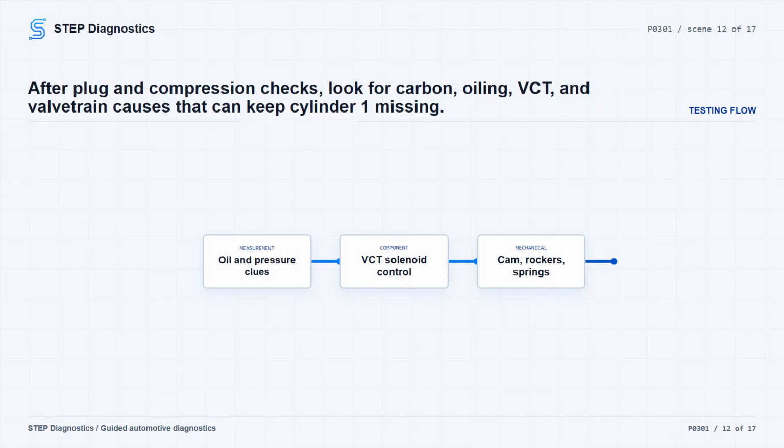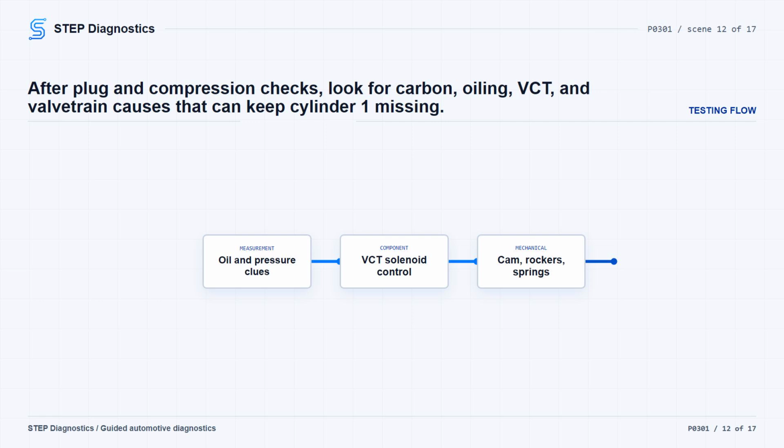Next, clean carbon from the valves and combustion chambers using MOPR combustion cleaner. After driving and clearing the cleaner from the engine, erase the codes, reproduce the captured conditions, and watch the misfire monitor. If the misfire does not return, the carbon cleaning corrected the fault. If it does return, check engine oil level and condition before going farther.